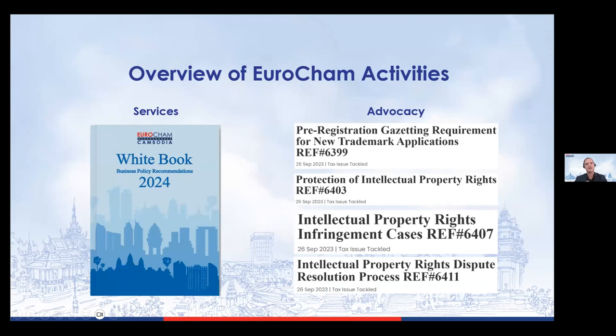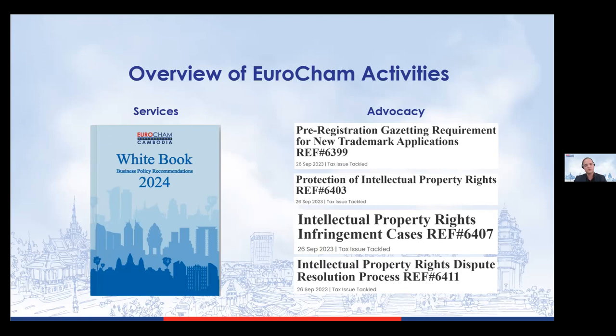On our side, the main activities we've been involved in with regards to intellectual property would be recommendations. As you can see on the bottom here, the first thing we have is our white book. The white book is a summary of over 78 policy recommendations intended to improve the business framework and environment, developed through extensive consultations with our 12 sectoral advocacy committees.